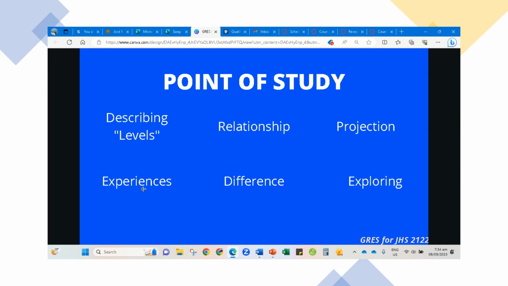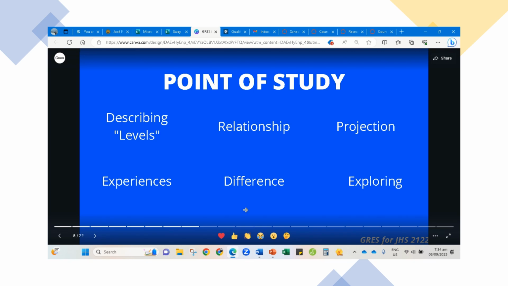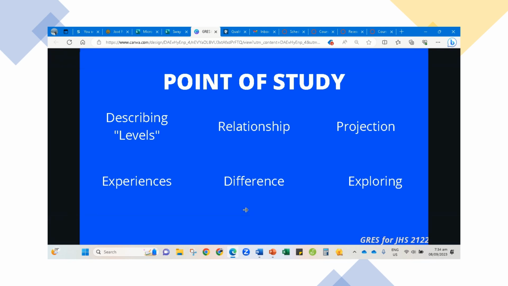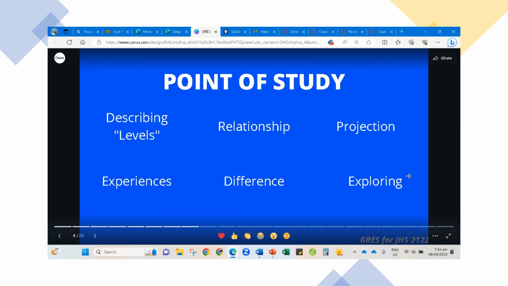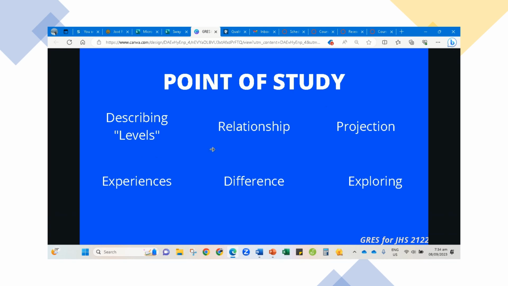Experiences. Technically, these are on the qualitative. You should ask, what are the experiences of students in using Canvas. Difference. You're now asking two or more groups if there is a significant difference in their appreciation about a movie. Exploring all the insights, something like that. So those are your points of study that I could recommend.